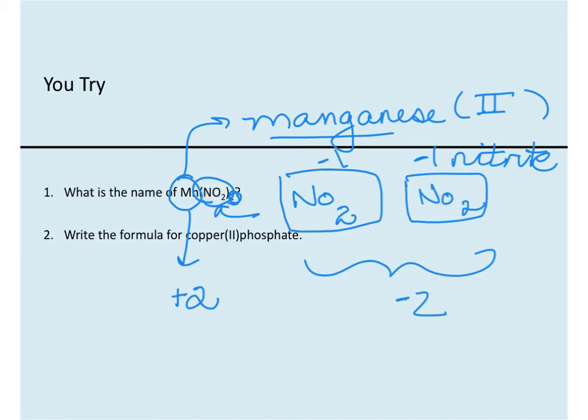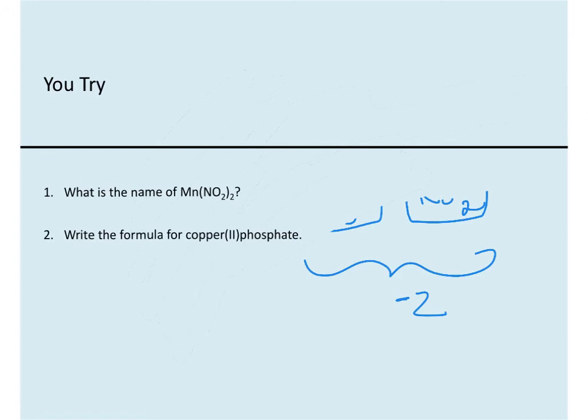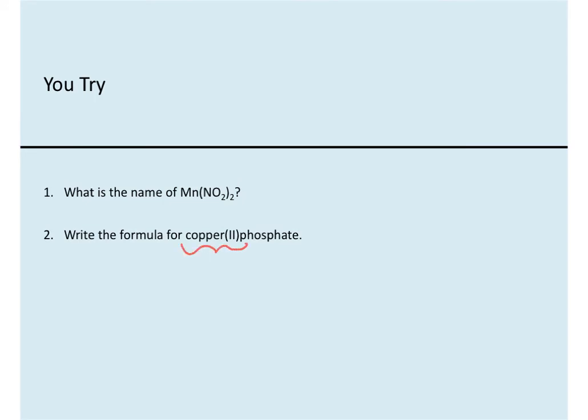So let's go in the other direction now. Number 2, let's look at a name and write a formula. And again, I'm going to sound like a broken record. Anytime you're given a name and you're told to write the formula, it is a 2-step process. So copper(II), I'm going to write the cation with its charge.